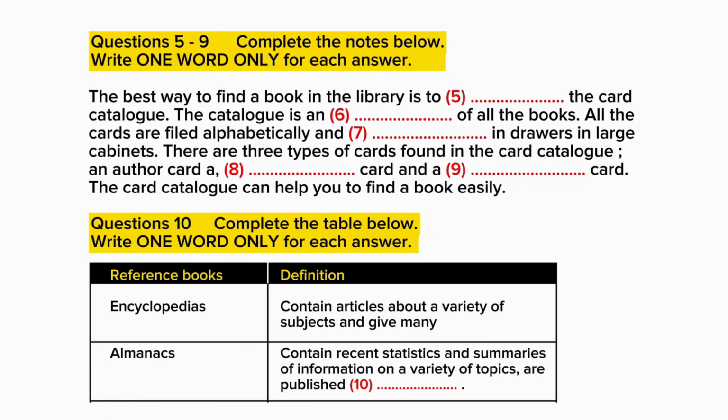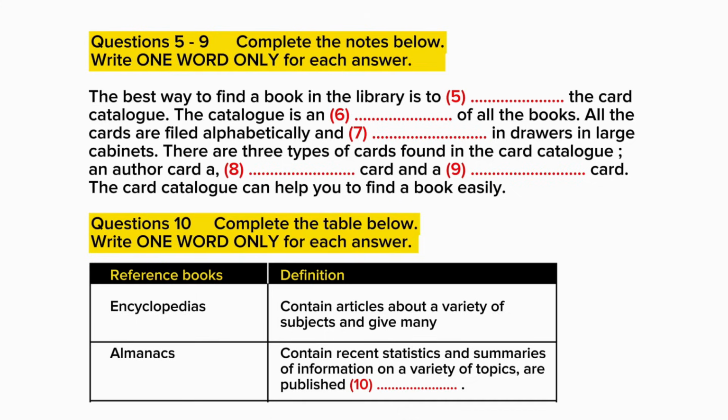An atlas is a book of maps. It may contain many different kinds of maps. The maps in an atlas are often arranged alphabetically by country or continent. Almanacs are also a type of reference books. An almanac is a book that contains recent statistics and summaries of information on a wide variety of topics. It is published annually. Information is listed alphabetically by subject.